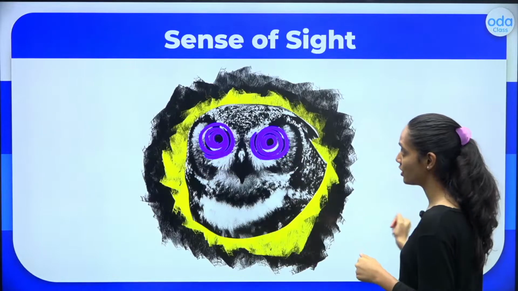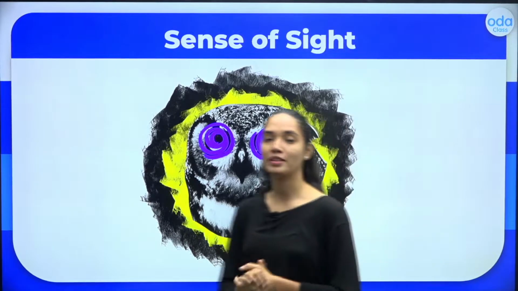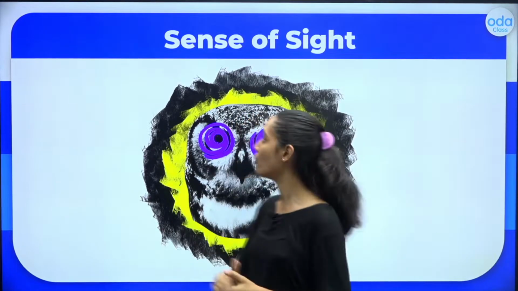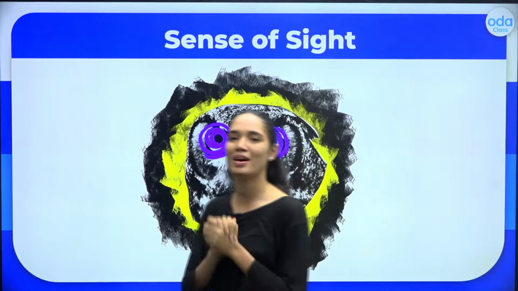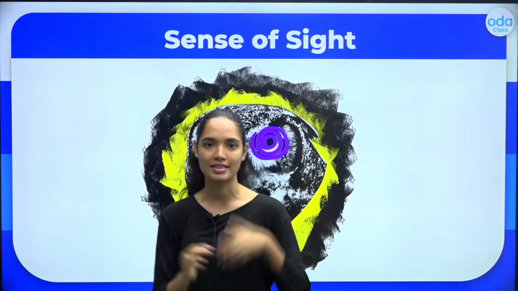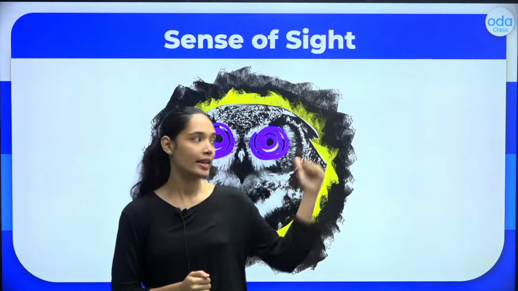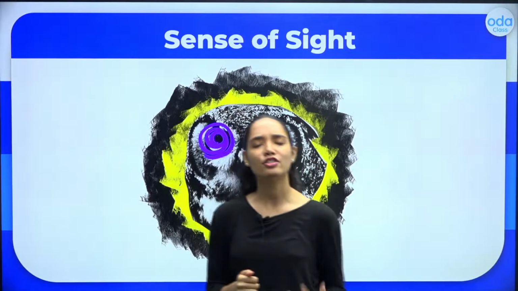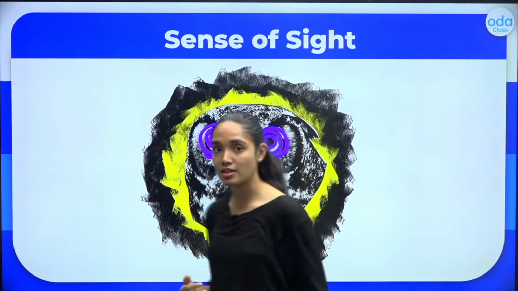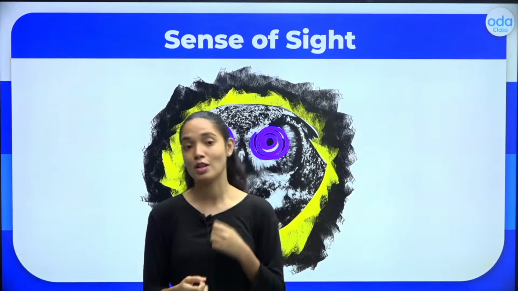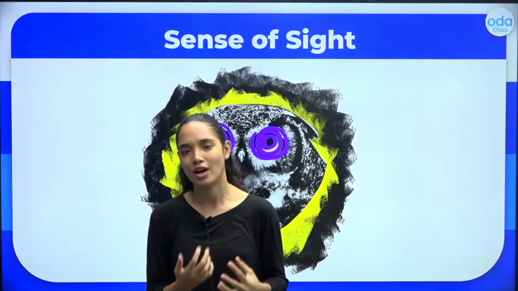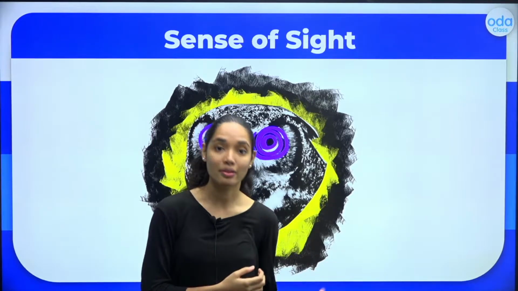So my dear students, today the first subtopic that we are going to learn is about sense of sight. What do you mean by sense of sight, my dear students? Correct. So in this subtopic, we are going to learn how our eye works, how we are able to see, and not only that, we'll also see the sense of sight in the case of animals.